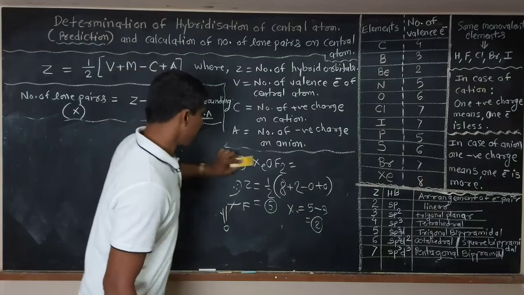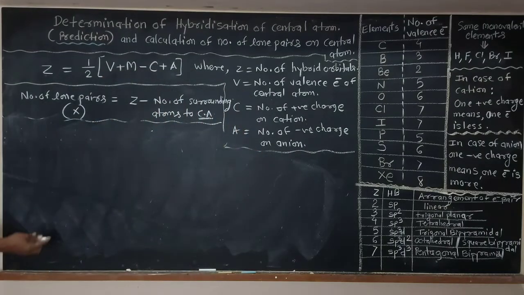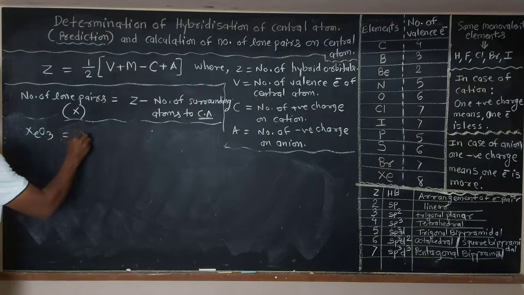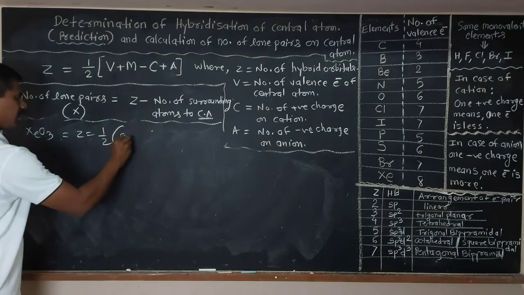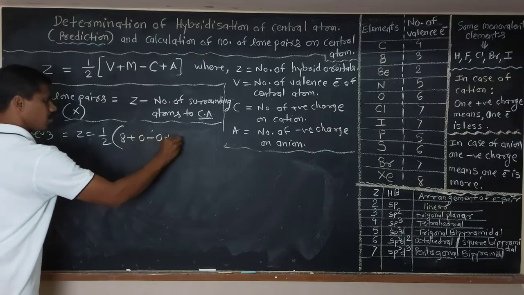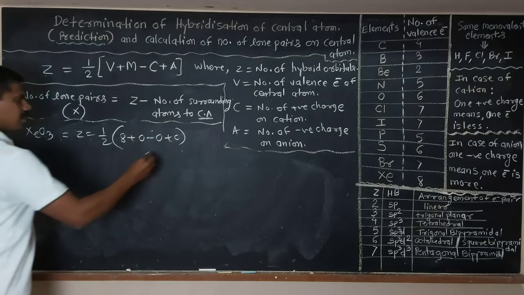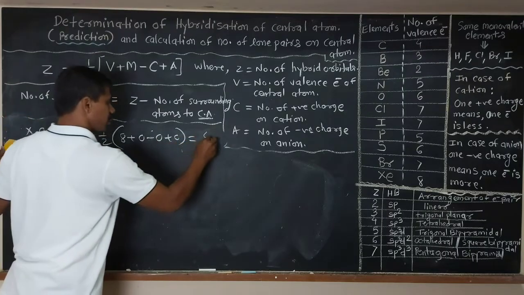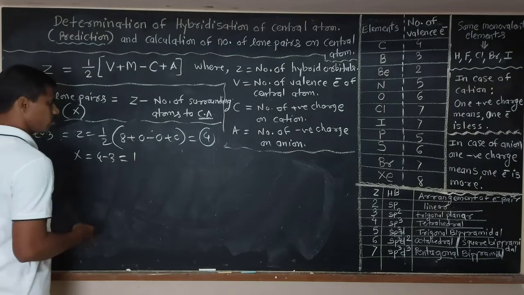The next examples are for prediction of hybridization. Next example is XeO3. Xenon. Z is equal to 1/2, then 8 plus 0 minus 0 plus 0. It is not a cation, not an anion. Oxygen is not monovalent. That's why it is 8 into half, 4. Very good. Then X is equal to 4 minus 3, because 3 are the surrounding atoms, is equal to 1.